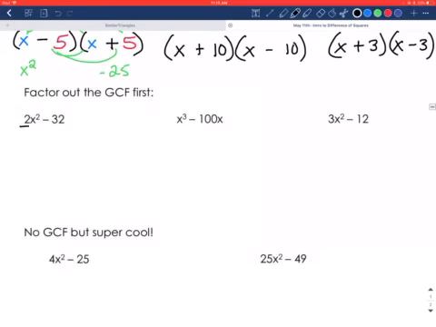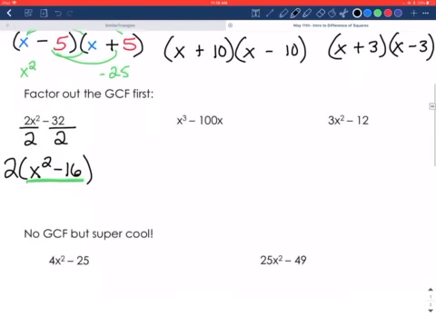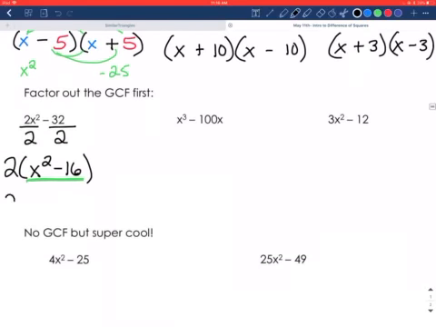Sometimes you will have to factor out a GCF first. For this one, we're going to find our greatest common factor, which is a 2. We can't take out an x because we don't have an x in both of them. So then we'll be left with x squared minus 16. What I want you to see is we're not finished. This is a difference of squares, right? Both of those numbers can be square rooted, and it's a minus sign. This wouldn't work if it was a plus sign at all.